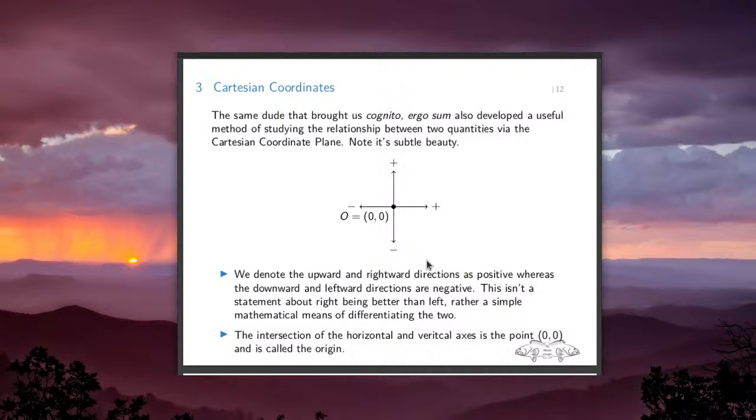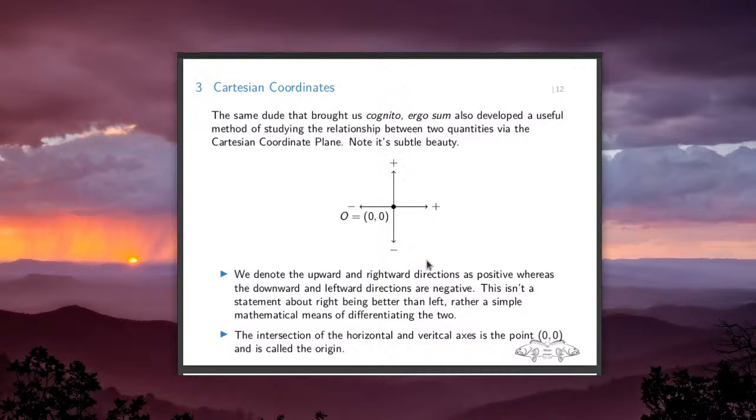Note its subtle beauty. There before you, a wild Cartesian coordinate plane. So notice that there's a pair of axes there. This might be stuff you've seen before. But the place where they intersect, we're going to call that the origin, and we'll just label that point 0, 0.